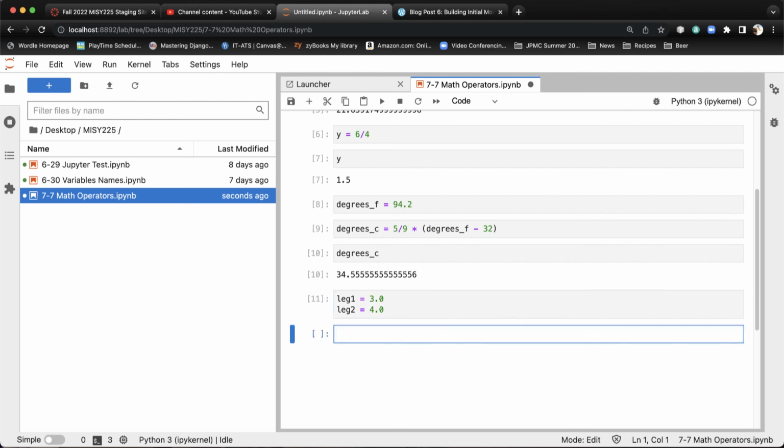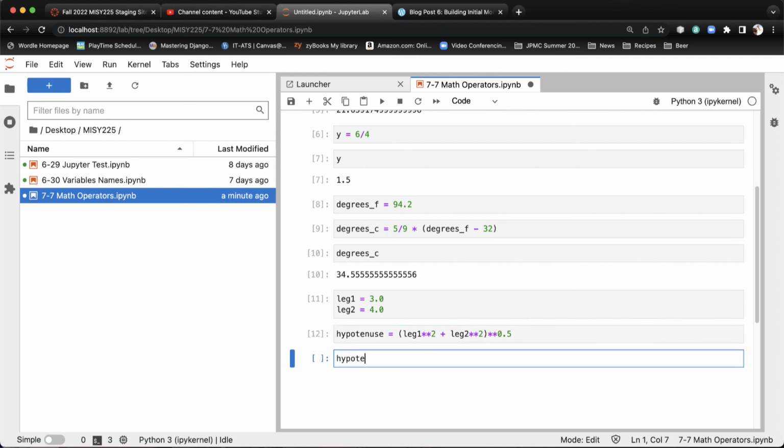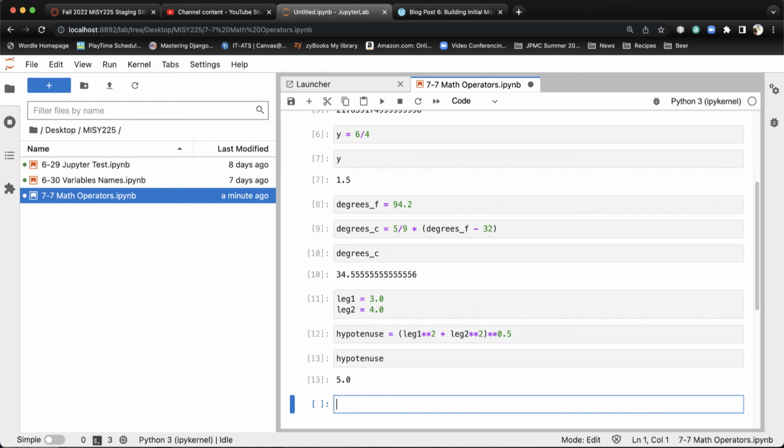Well, if I hit Shift Enter and run that to put that into memory, I can then calculate the hypotenuse by saying equals, and of course it's going to be leg 1 squared plus leg 2 squared. And then I need to take the square root of that to find the length of the hypotenuse. To find the square root of a number, I need to raise that to the 1/2 power. So I could do simply 0.5, and that will take the square root of the quantity inside the parentheses. If I run that and then print it out, you will see that the result is 5.0.